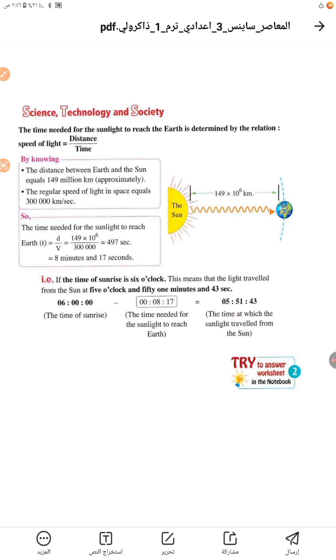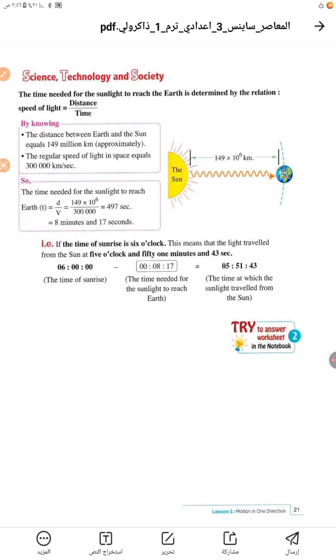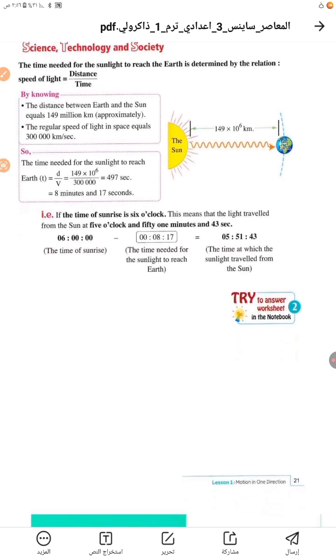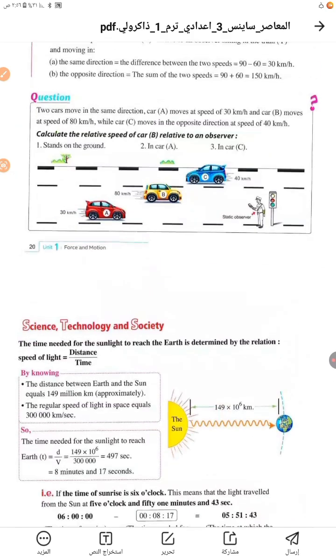بيقول لك تطبيقات للقوانين اللي خدناها، اللي هي the velocity equals the distance over time, with distance equals velocity multiplied by time, with time equals the distance over the velocity. تطبيقات. If the time of sunrise is 6 o'clock, this means that the light traveled from the sun at 5 o'clock and 51 minutes and 43 seconds. كلها تطبيقات على القوانين اللي خدناها والمسائل.